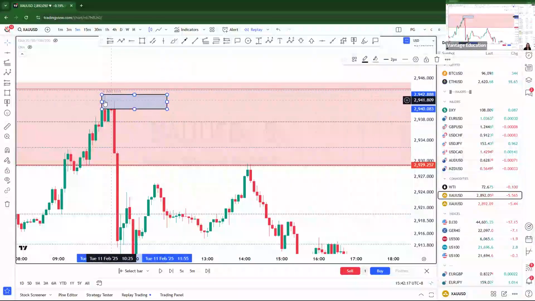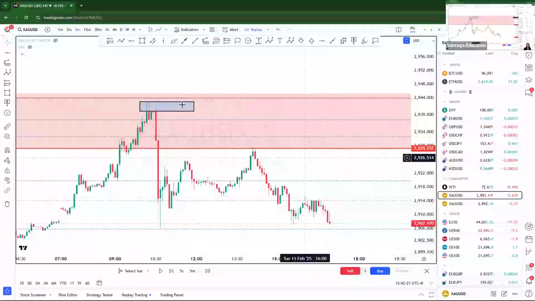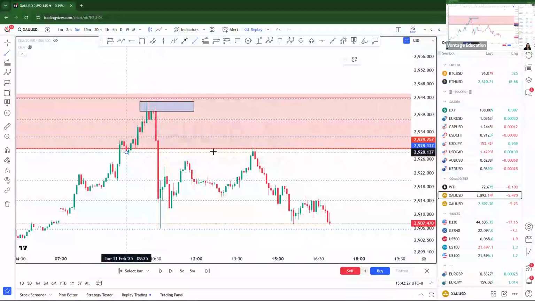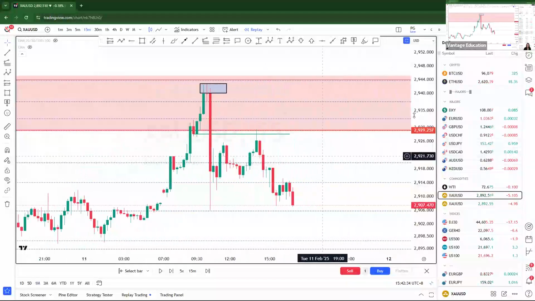The blue box, right? This is just a wick. You can see that, and you can see that price falling. This is going to be my re-entry for the sell entry at this resistance level, right? This is my resistance level. Maybe M15 looks nicer, right?